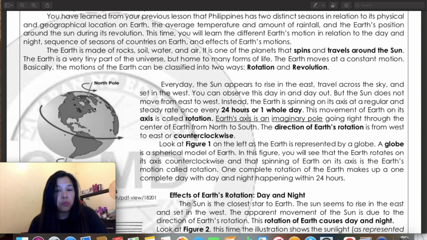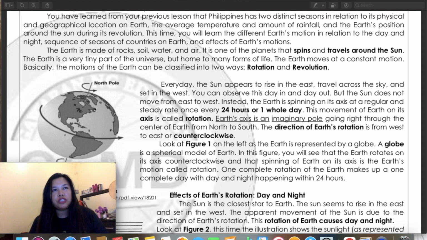effects of Earth's motion. So, the Earth is made up of rock, soil, water, and air. So, yan yung four major elements. It is one of the planets that spins, when we say spin, umiikot, and travels around the Sun. Umiikot din siya sa Sun. So, as the Earth spins on its own, it also revolves around the Sun within the year. The Earth is a very tiny part of the universe, but home to many forms of life.